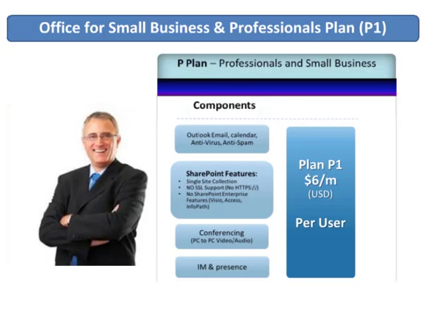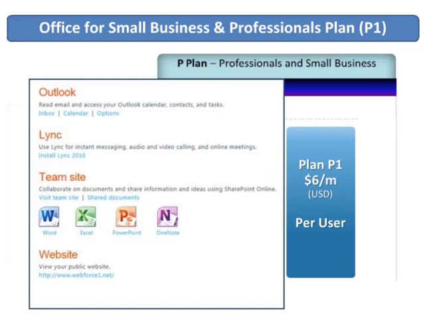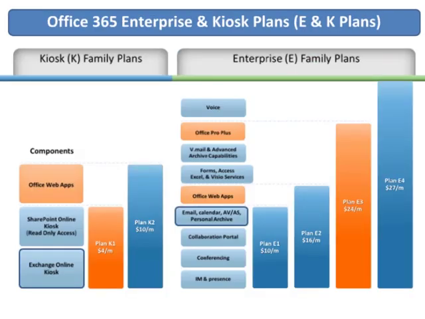Okay, so what I'd like to do now is quickly talk about the different plans that are available. As a small business or a professional, if you're an independent consultant, you can start using this immediately, and it's only going to cost $6 per month per user, and that would give you access to Outlook. It would give you access to SharePoint and also Lync, so you can do conferencing and PC to PC and video calling. So this is the P plan, the professional plan. I just wanted to compare this to the next plans, or this is the interface for the professional plan. And then there's also the enterprise plans and the kiosk plans available.